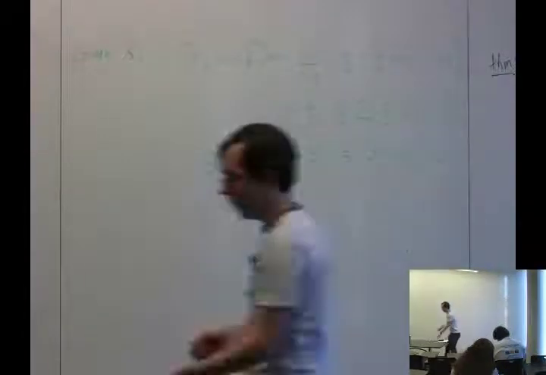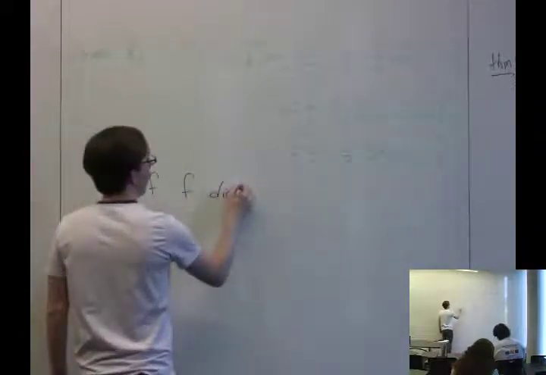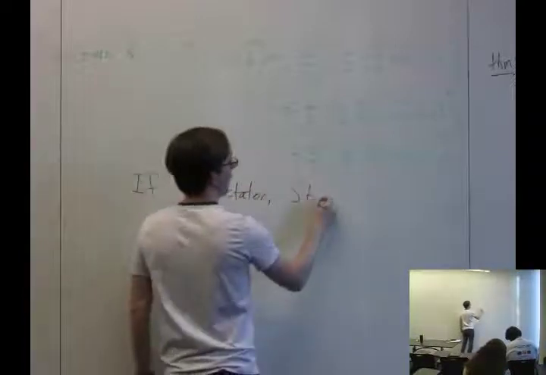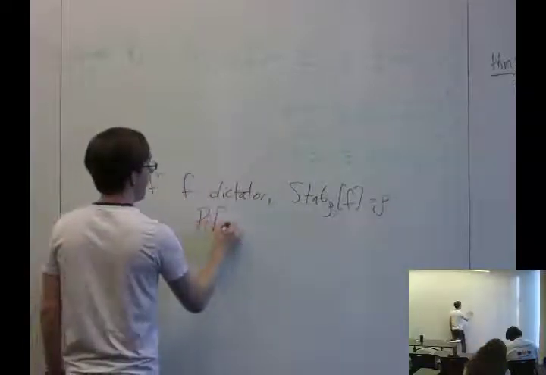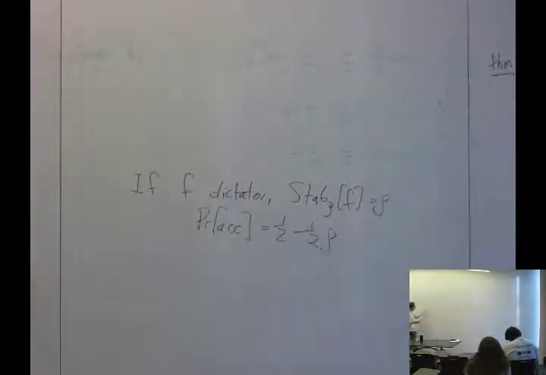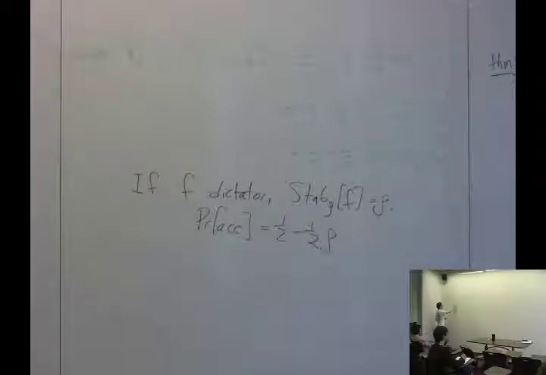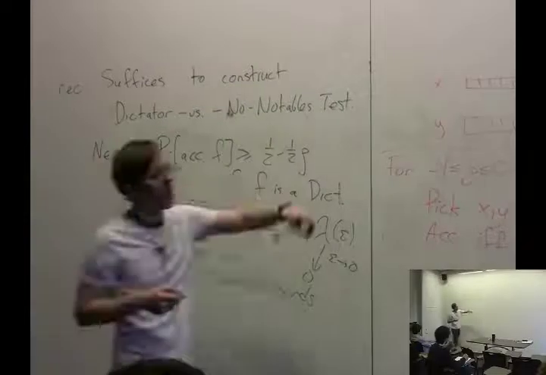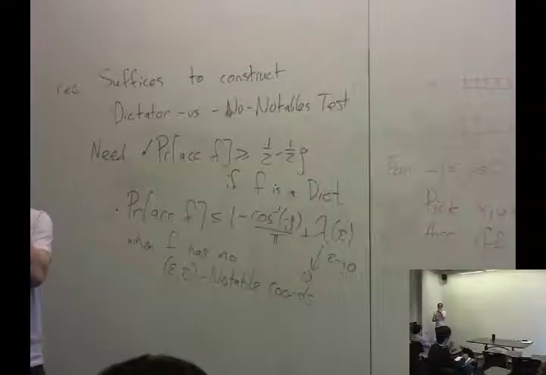Of course we know that if f is a dictator, then this noise stability at rho of f is just rho. So the probability of acceptance is in fact equal to half minus a half rho. It's also clear combinatorially from the definition; that's how we set up the test. So this part is OK. For the other part, we just need to lower bound the noise stability, because of this minus sign, for functions that have all their coordinates not influential.